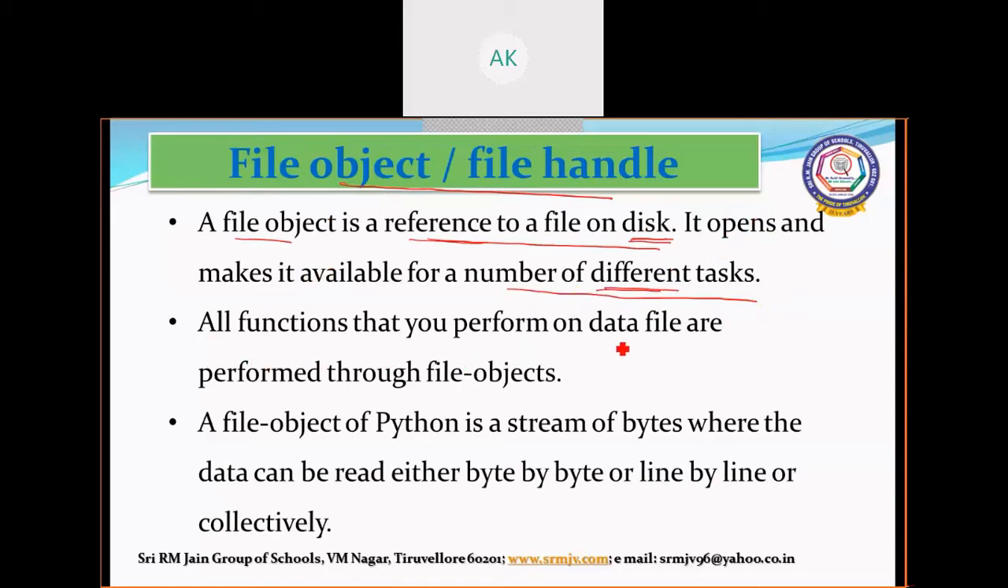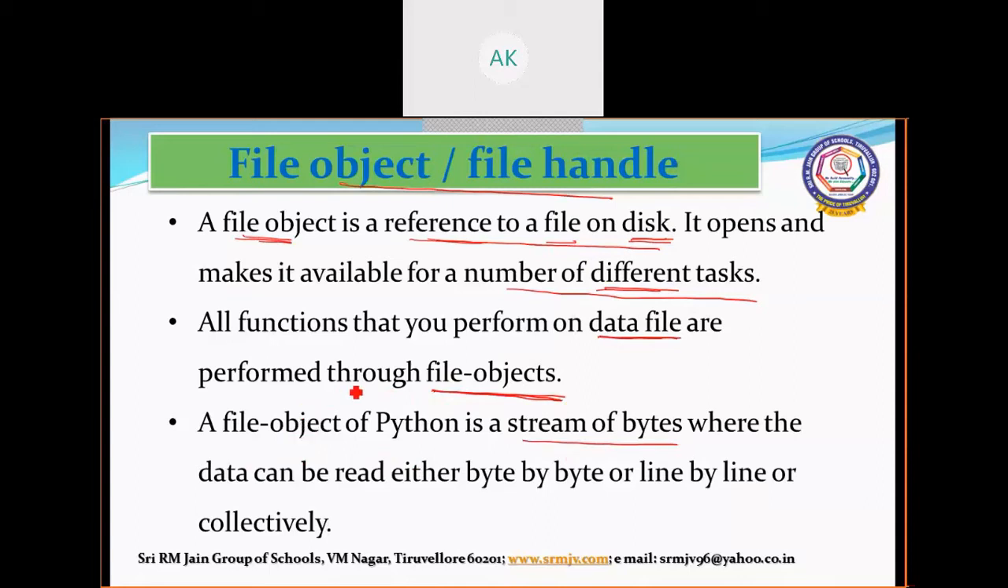All the functions that you perform on a data file are performed through file objects. If the file object is not associated with the file, you cannot perform operations on the file. So the file object should be connected with the file that you have saved. A file object in Python is a stream of bytes.